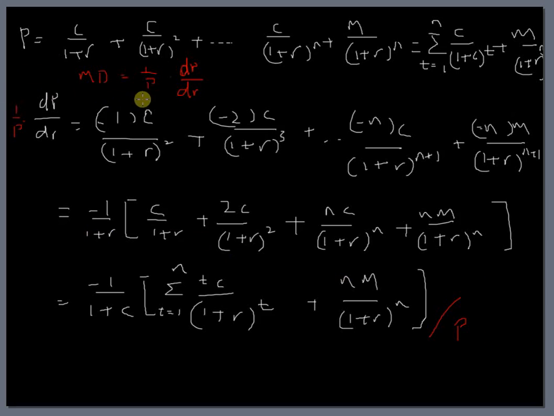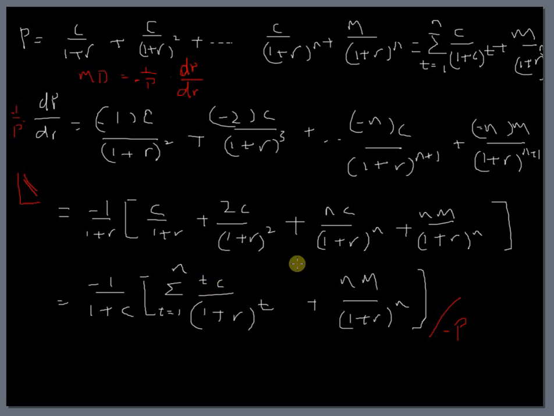Just one thing to note: because of the slope of the curve and the inverse relationship between the price and yield, the slope of the gradient is negative. So usually we put a negative here to denote the inverse relationship between price and yield. So it's minus here and minus here.